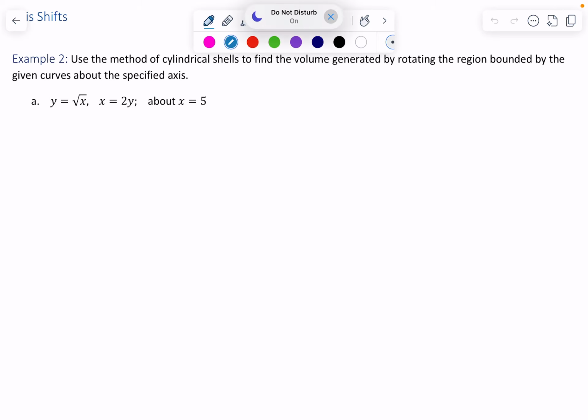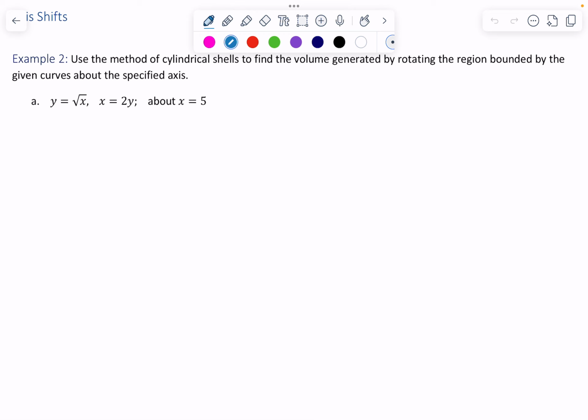Hi there. I wanted to take a few minutes and do another example with an axis shift. So here, example two, and I want to try to explain how I get that different radius on these using the cylindrical shell method. I'm going to look at finding the volume generated by rotating y equals the square root of x and x equals 2y all around the x equals 5 axis.